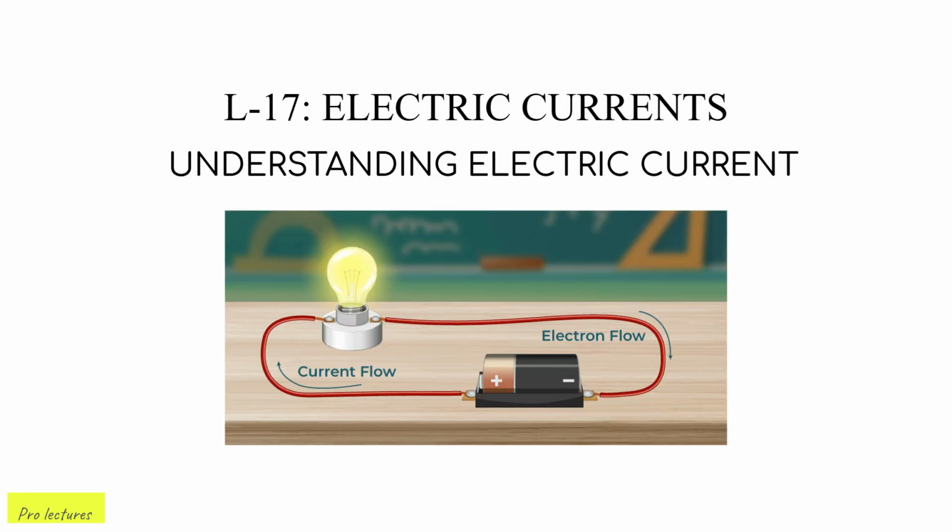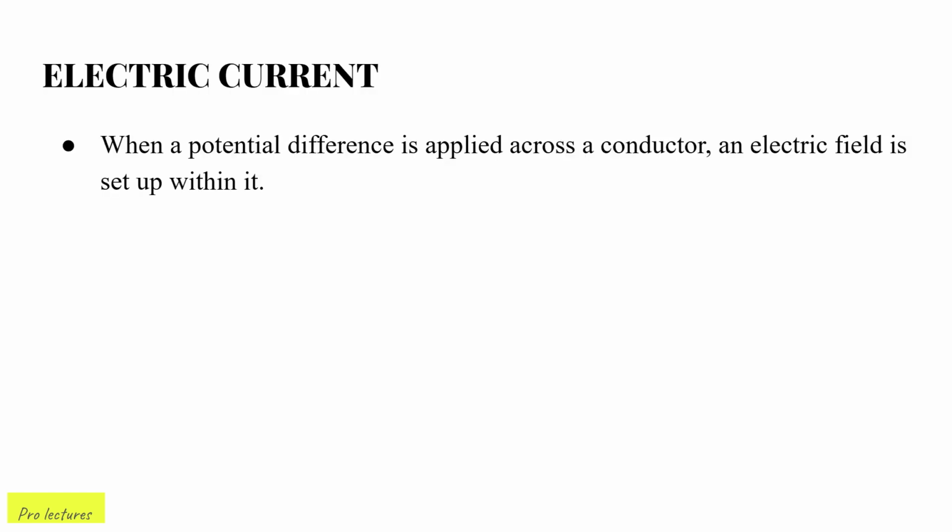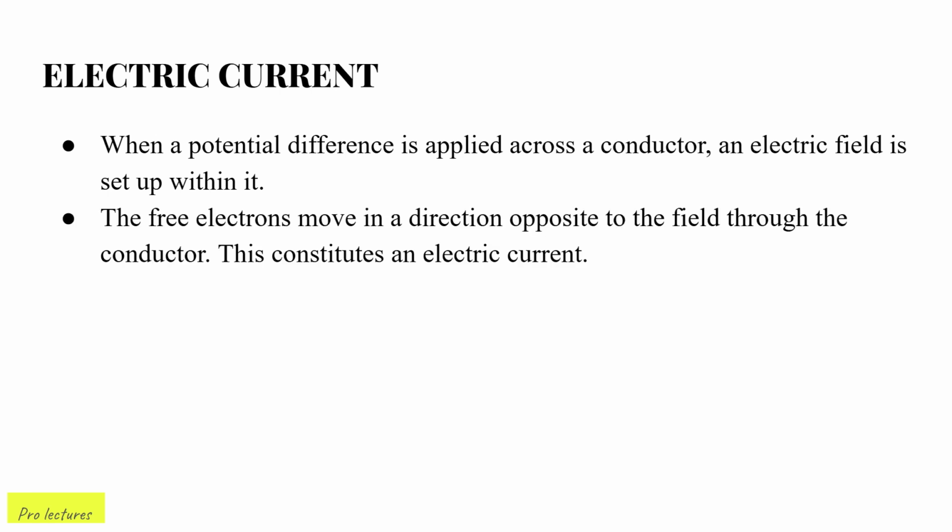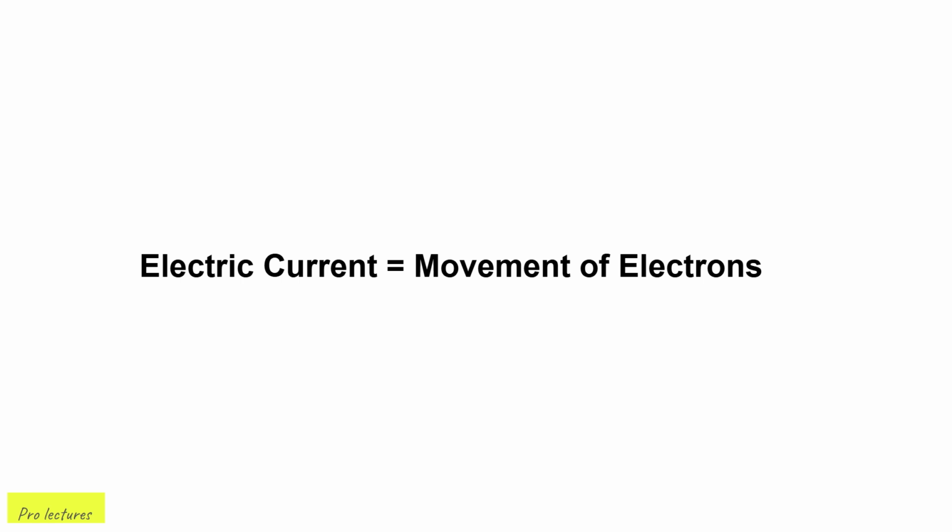Let's get started. In today's video, we are diving deep into one of the fundamental concepts of electricity, electric current. In the last lesson, we studied that when a potential difference is applied across a conductor, an electric field is set up inside the conductor. Now, when this field is created, free electrons inside the conductor start moving. And guess what? This movement of electrons constitutes electric current.